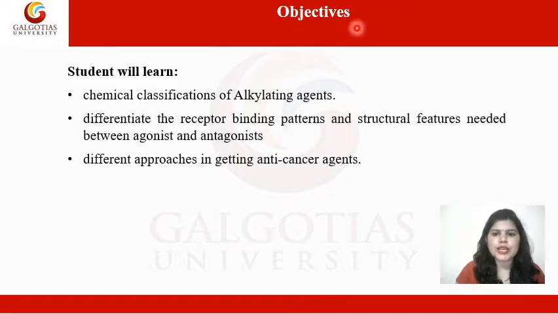Objective of today's lecture: the student will learn about the chemical classification of alkylating agents. We will study different categories of alkylating agents, differentiate the receptor binding pattern and the structural features needed between agonist and antagonist, and the different approaches in getting anti-cancer agents.